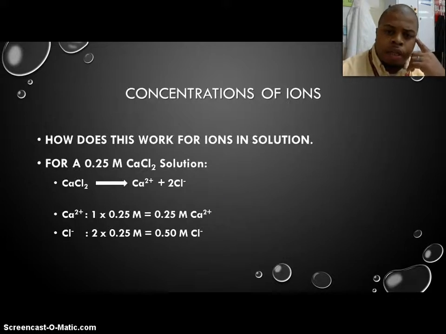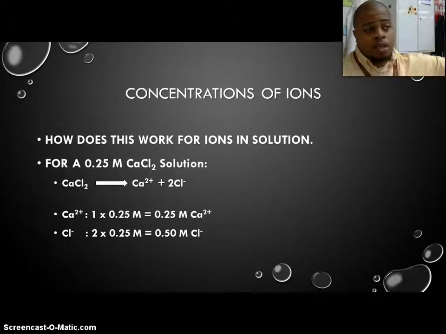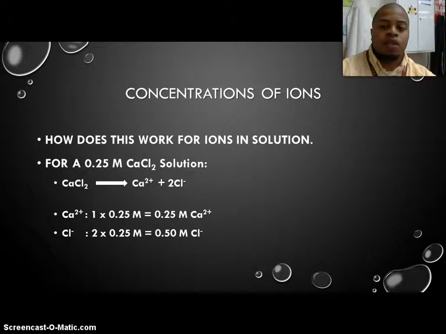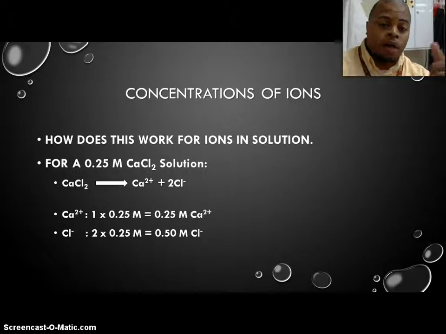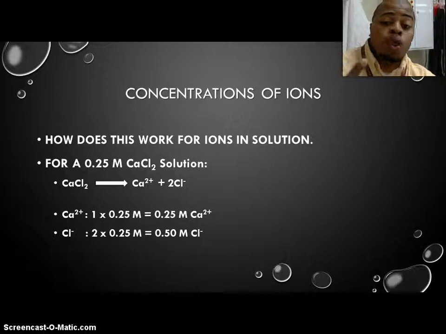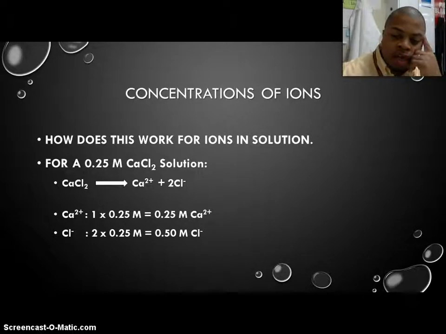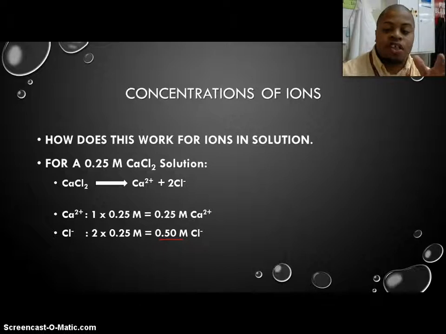Now, how does this work in terms of concentration? If I have a 0.25 molar solution of calcium chloride, once I put this in solution, they're actually going to break apart. I have my calcium ions and I have my 2 chlorine. For every 1 calcium chloride formula unit, I get 1 calcium, but I get 2 chlorine. That means I have twice the concentration of my chlorine ions, and that's what you see given to you right here. Notice that I have a 0.5 molar concentration of my chloride ions, whereas I only have a 0.25 molar concentration of my calcium ions.